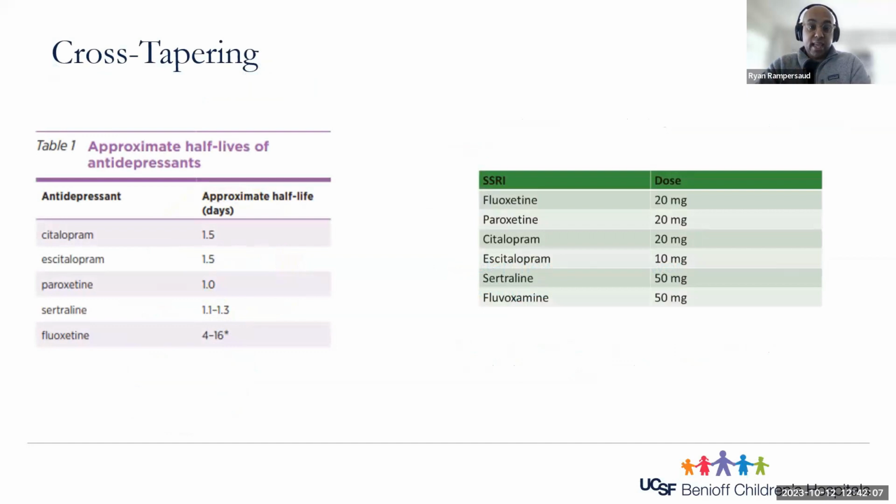we have here on the right-hand side. On the left-hand side, you can see the approximate half-lives of the antidepressants. They're basically all the same, except for Prozac, which has that really, really long half-life. On the right-hand side, this is something that I use personally to help me figure out what I'm doing, the SSRI dose equivalents. You can see 20 milligrams of Prozac is about the same as 10 milligrams of escitalopram, which is about 50 milligrams of sertraline. So in theory, if I had somebody on 50 of sertraline, I could say just stop sertraline and start Prozac at 20, and I'm getting about the same dose.